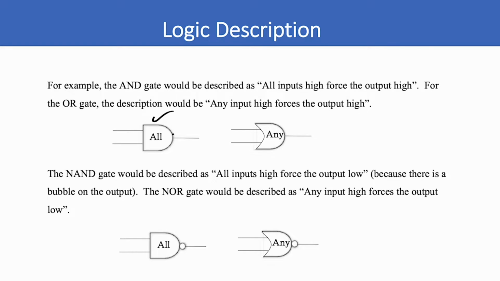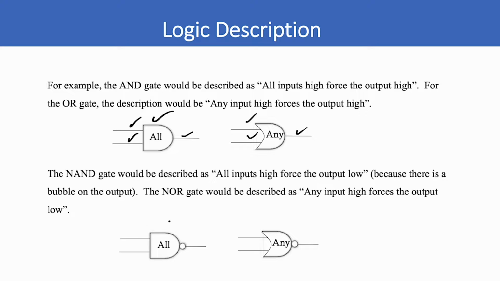First, the AND gate. The AND gate says all inputs high, these are high because there's no bubble, gives you a high, output is a high. The OR gate says any, you say the word any, input high, because there's no bubbles, any input high gives an output of high. So any input high gives an output high. Okay? High, high, high.